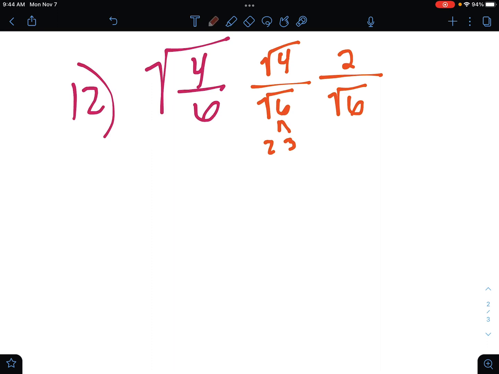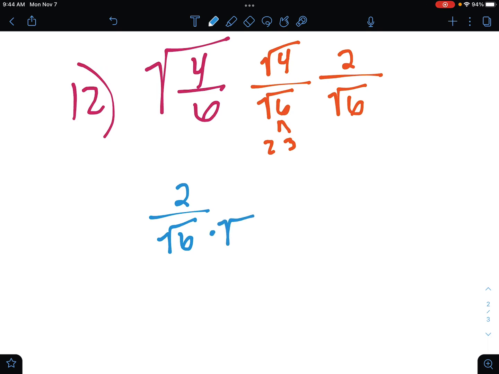Well, this is bad because you're not allowed to have a radical in the denominator. So we're going to have to rationalize the denominator. That means we're going to get the radical out of the denominator. Now we're talking groups of 2. Right now I have a 6 on the bottom. Well, I need 2 of those in order to make a group.